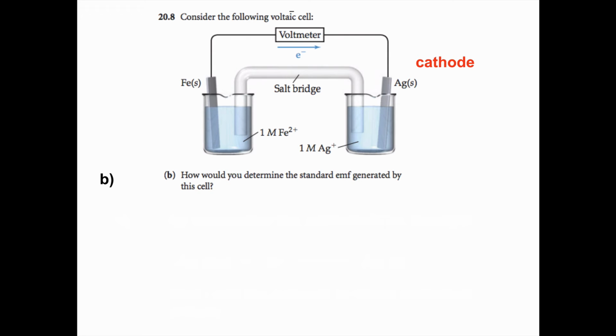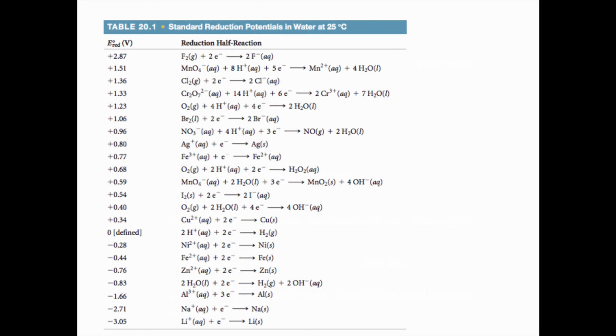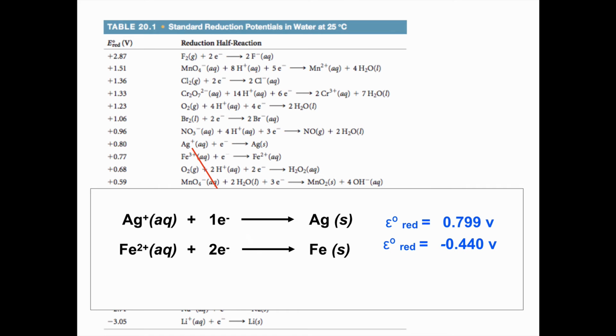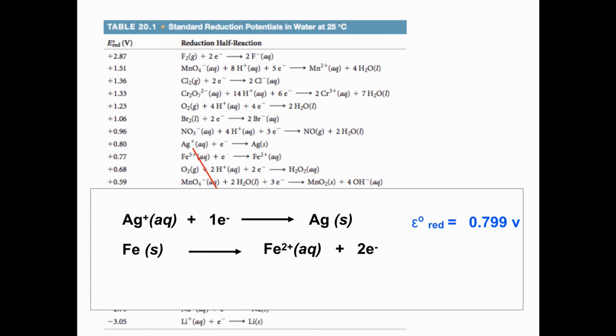How would you determine the standard voltage? EMF is voltage, electromotive force, generated by this cell. So I'd use my reduction potential chart, right? I'd look up what the EMF or the voltage is for silver taking an electron. I'd look up what the voltage is for iron 2 taking electrons, recognizing that if I flip it around, I get the oxidation potential for iron. So silver is taking electrons away from iron. So I flip the reduction for iron 2 around and make it the oxidation potential for iron. And then I can add these two half reactions.